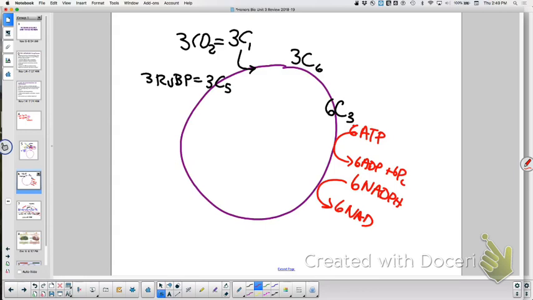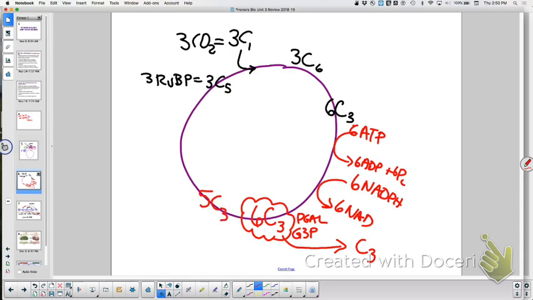Yeah. Now I have what? Still 6C3, but now they are powerful. Right? What do we call them? G3P. What's another name for it? PGAL. Either way. Then what am I going to do? Take one away. Every single time I take one away, right? And then what am I left with? 5C3, because I took one away.